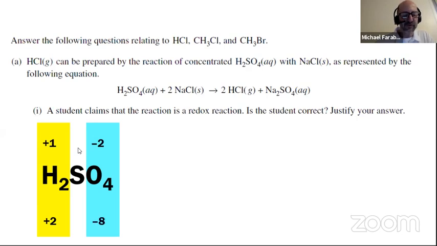So that makes the sulfur, to make the total charge 0, we have to have the sulfur of oxidation number +6.